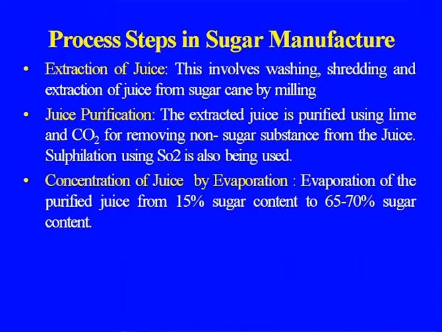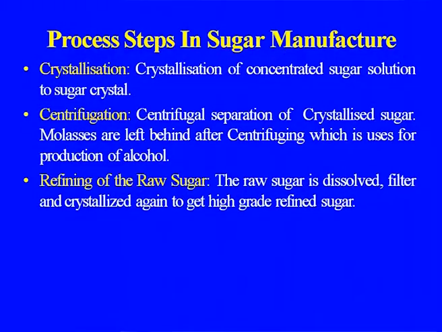Then the next step after juice purification is the concentration of the juice by evaporation. We have a number of multiple effect evaporators for evaporation of the purified juice, which is around 15% sugar, so that it may be crystallized. After the concentration, the juice goes from the evaporation to crystallization.